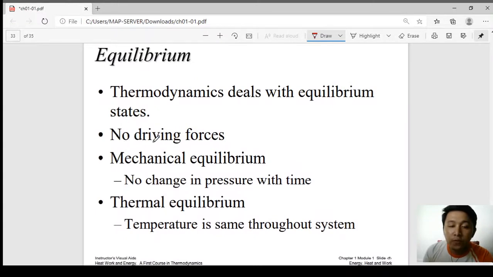So there are no driving forces. What does it mean to have no driving forces? It means there are no unbalanced potentials, no potential forces that can unbalance the equilibrium. So we have mechanical equilibrium: there is no change in pressure with time. For example, we have a seesaw.